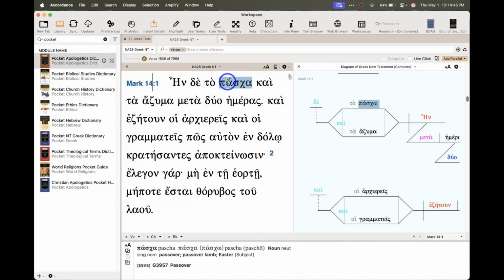And this especially can take place with the neuter noun, where you can have a plural neuter noun, and you've got it here, certainly with ta azuma, but then collectively with ta pascha, a plural neuter noun, and it's taking a singular verb. So this is a mismatch in number, plural subject and singular verb, but that's okay. That's not unexpected in Greek. We could find other instances of that. We've seen that elsewhere in Mark.